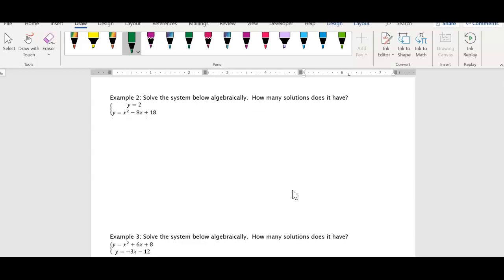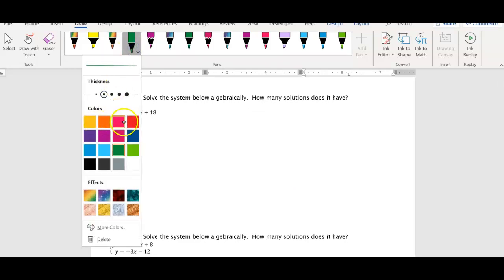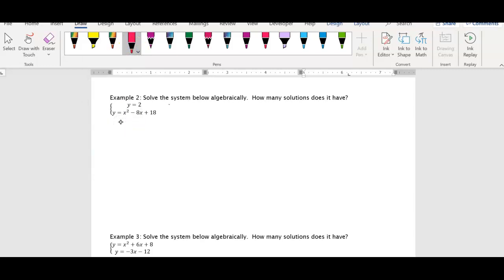gives us our y equals 2 and then our other equation. We're going to set them equal to each other just like we have been doing. So I'm going to write the squared equation first. And then I want to set this equal to 0. So I'm going to do a wall and floor. The only thing I need to move is the minus 2. So I have x squared minus 8x, and 18 minus 2 is 16.